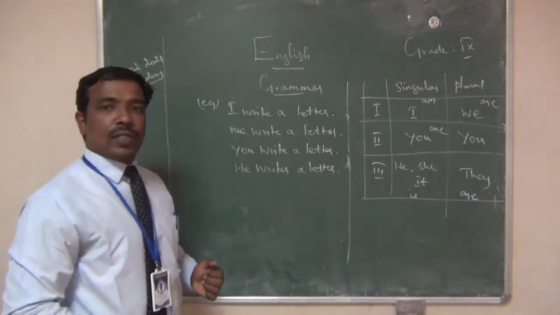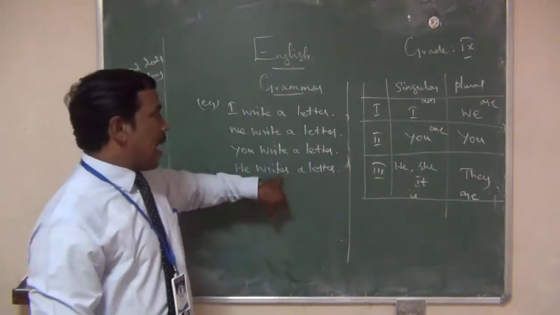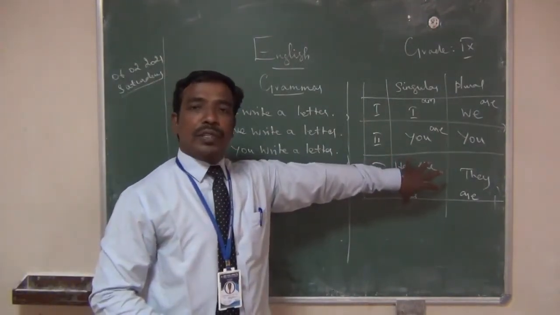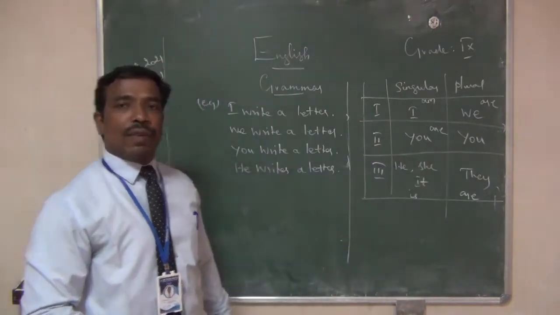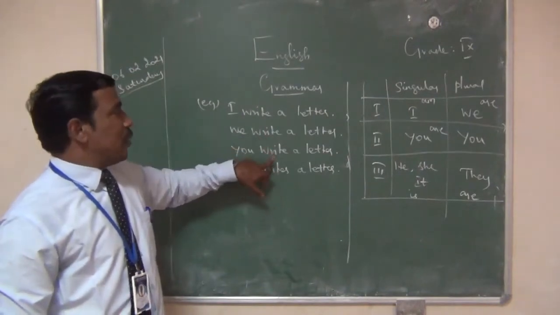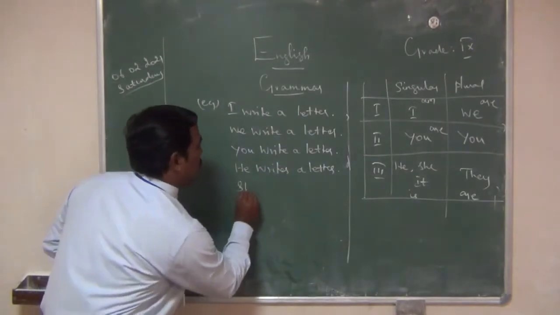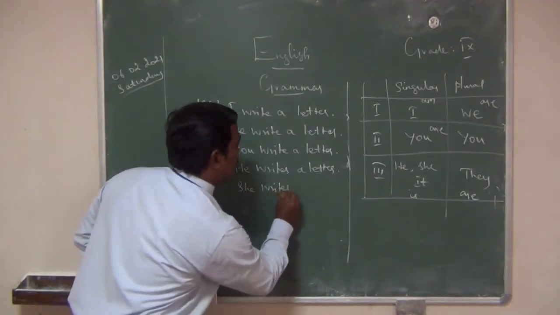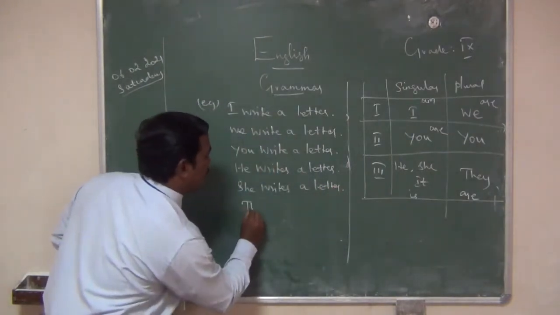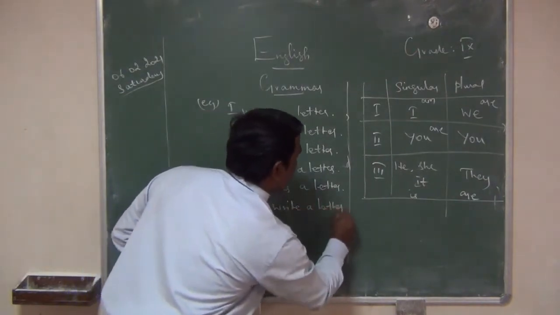When you are writing simple present tense, for he we should write by adding s or es to the verb. Only for third person singular, we should add s or es to the verb. See, I write a letter. You write a letter. We write a letter. He writes a letter. She writes a letter. Then they write a letter. Have you understood?